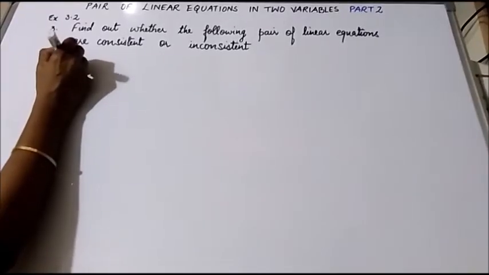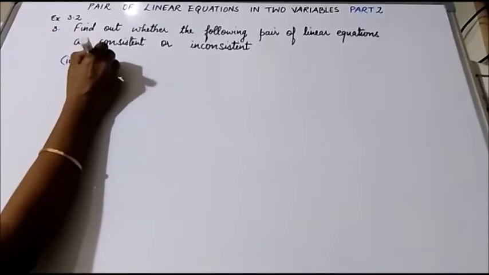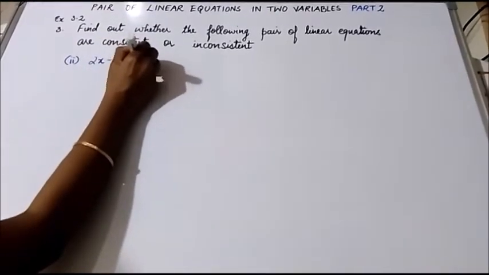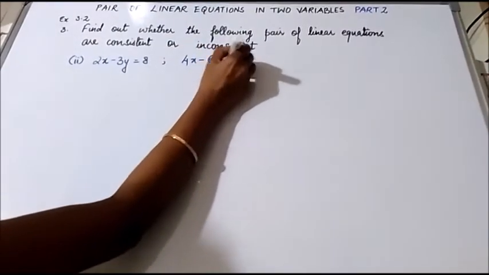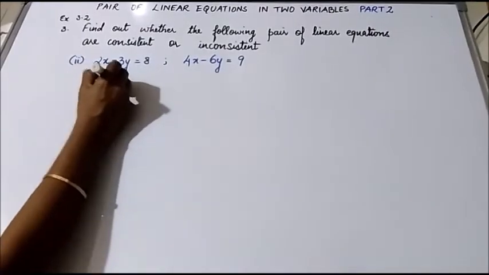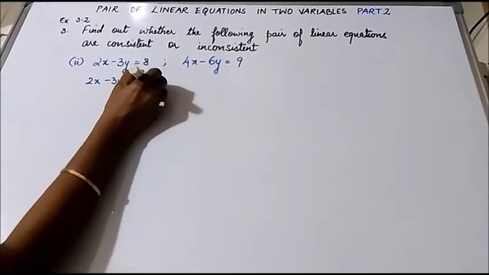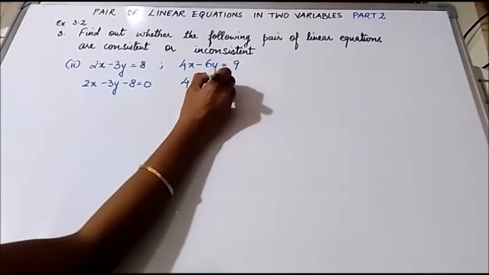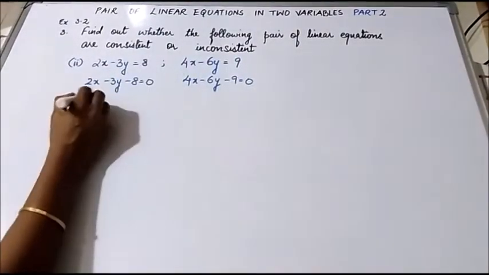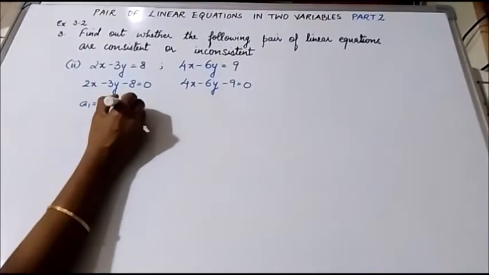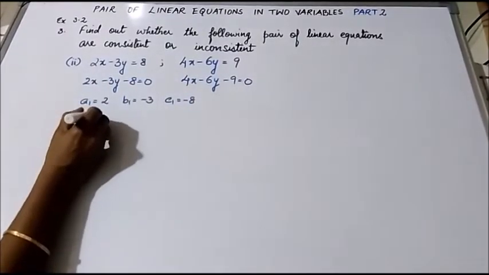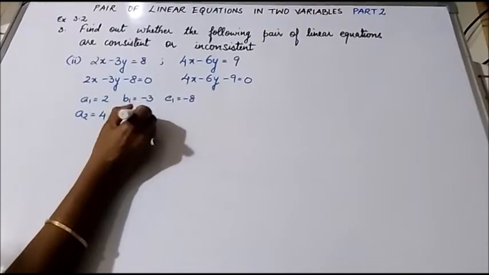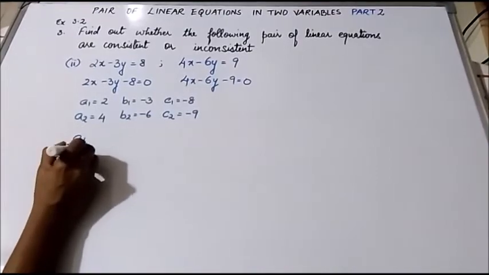Now this is the second question in it. The equations are 2x minus 3y is equal to 8 and 4x minus 6y is equal to 9. Let us write this in standard form. Here a1 is equal to 2, b1 is equal to minus 3, c1 is equal to minus 8. Same way we have got a2 is equal to 4, b2 is equal to minus 6 and c2 is equal to minus 9.